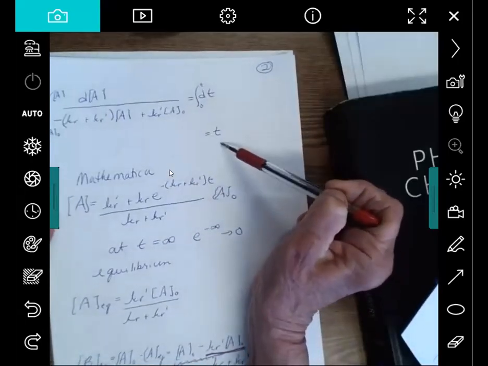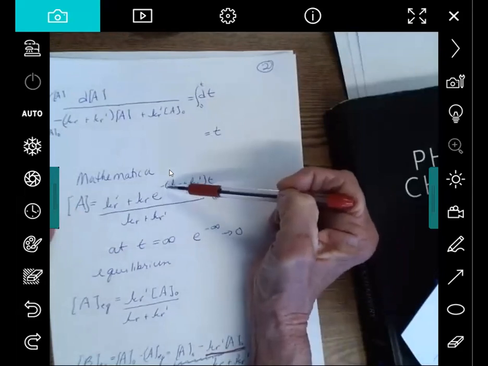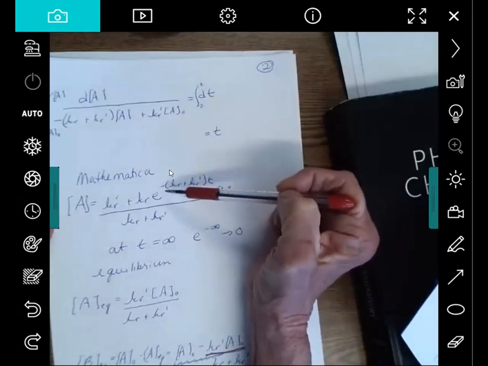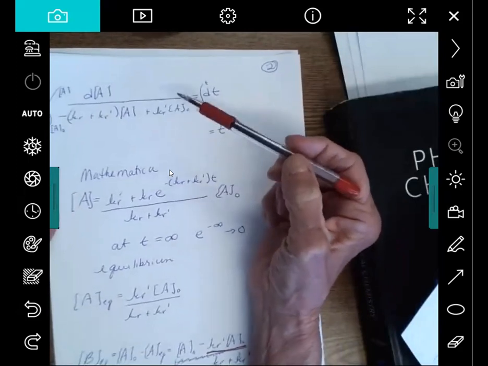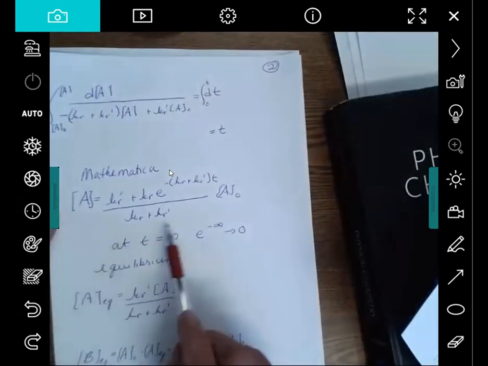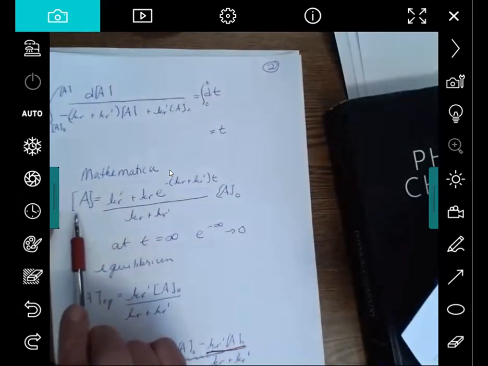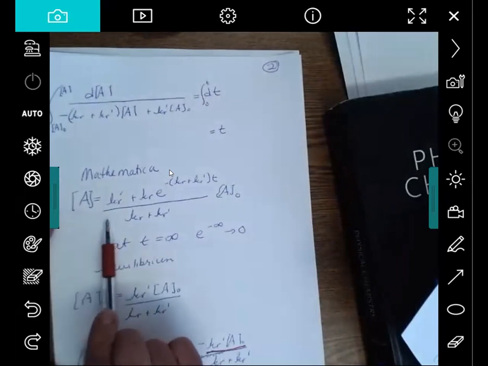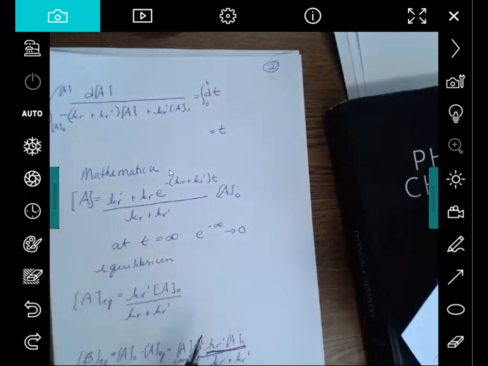So you can rearrange it and raise e to both sides to get rid of the log. I did check to make sure my Mathematica expression was correct. And you end up with an expression if you solve for A, the concentration of A with time, it will be equal to this exponential function.